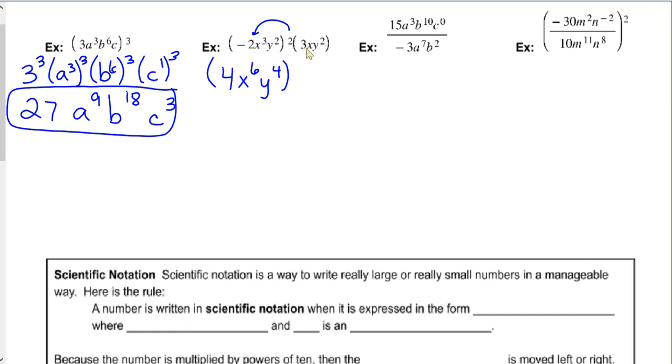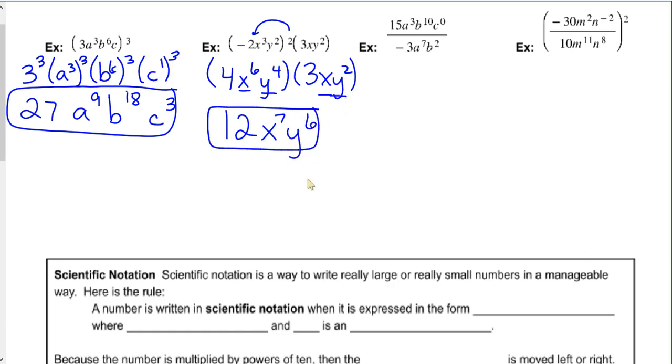So then there's nothing here on an outside exponent, so I'm just going to rewrite that. And now this goes back to kind of our very first part where we're multiplying the numbers, putting the x's together, putting the y's together. So I multiply 4 and 3 to get a 12. 6 x's here, 1 x here gives me a total of 7. This is where we add the exponents. 4 y's and 2 y's here gives me 6 all together.